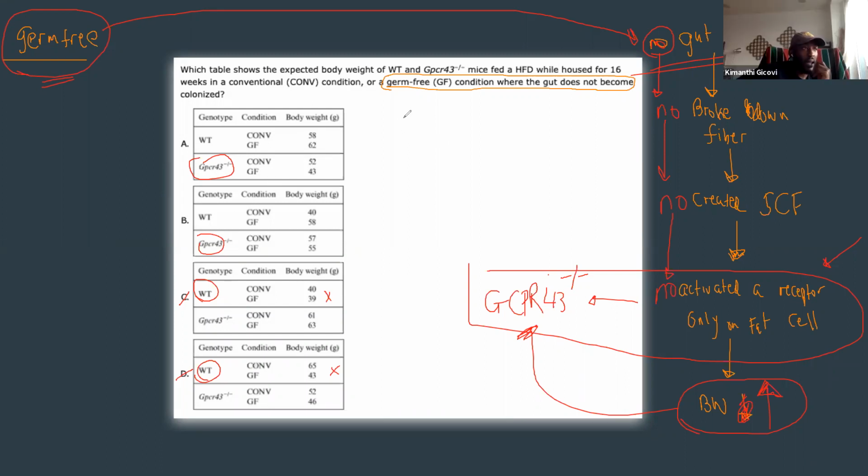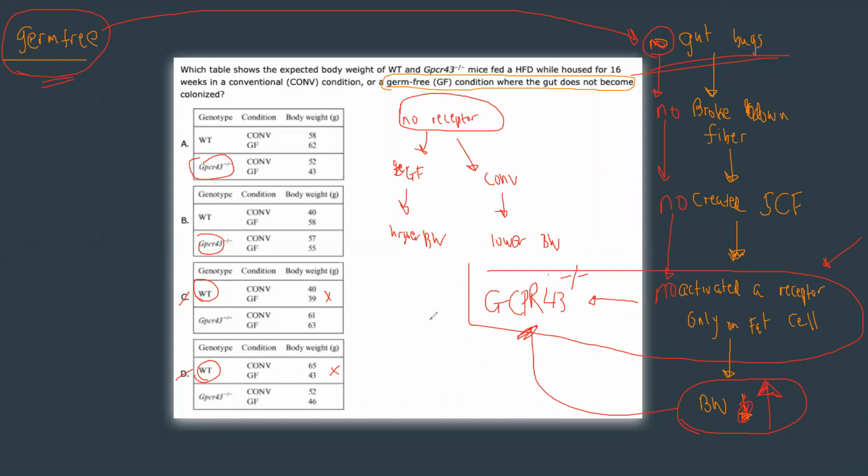So you're telling me that in the no receptor condition, you expect that if you're in a germ-free environment, you're going to have higher body weight than if you had no receptor and you had a conventional environment, you expect that to be a lower body weight. Is that what you're saying? Yes, however, I'm just confused with the receptor part.